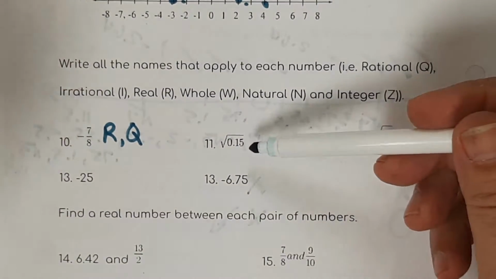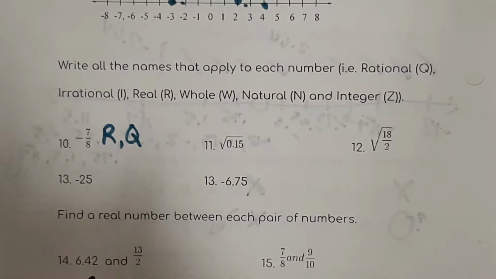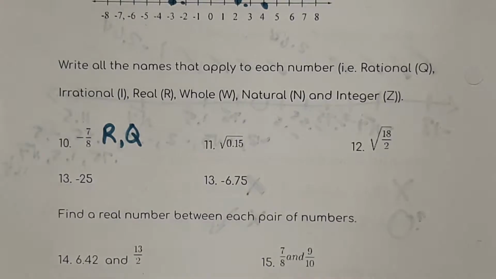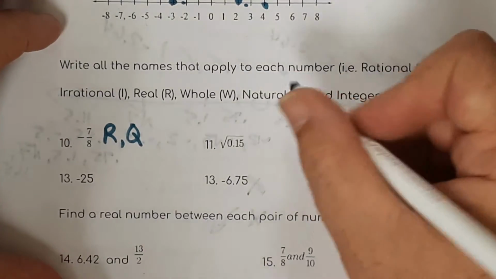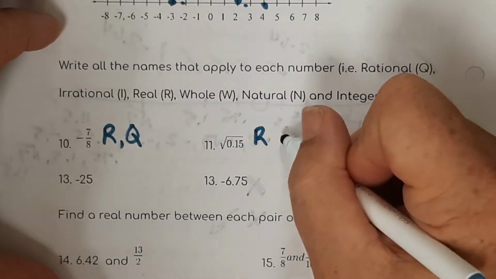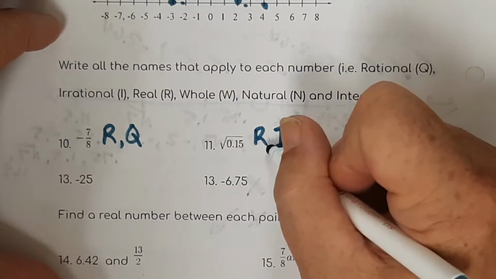The square root of 0.15. So if I type that in the calculator, I'm doing right now, square root of 0.15, I get a non-repeating decimal. So this is real, but it's irrational. So that's an R and an I.